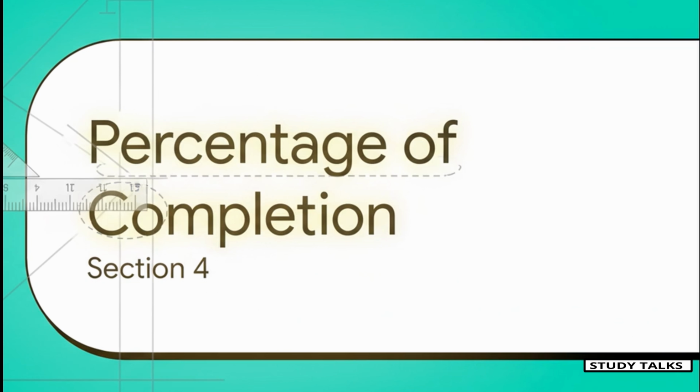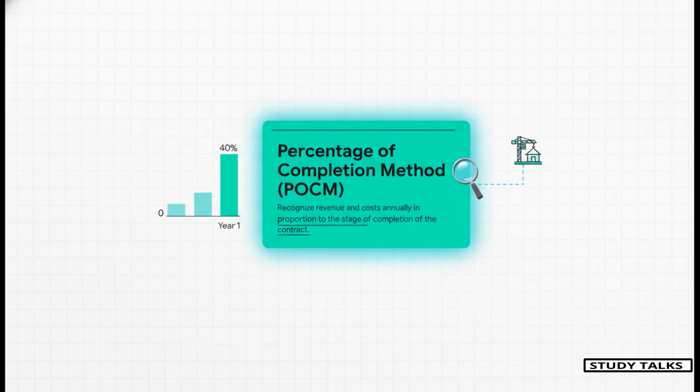Okay, so we've got our revenue figured out, and we know what costs to include. So how do we actually book them each year? This leads us to the heart and soul of AS7, the main event. It's called the percentage of completion method, or POCM for short. So what is POCM? It's actually a pretty simple idea. It just means you recognize your revenue and costs bit by bit as you do the work.